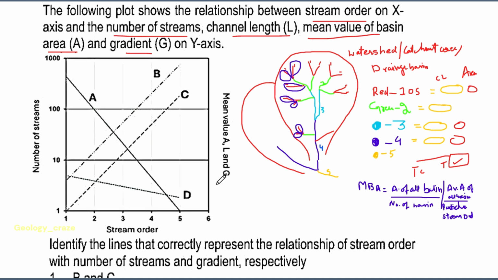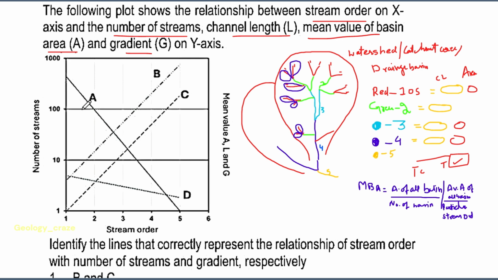See, this stream length for a single stream order we can also calculate. We'll add all the values and divide by the number of streams. In this way we will calculate the mean channel length also. So now, with respect to the graph, we will understand all the things.